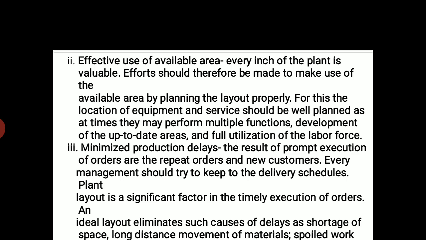The third point is minimize the production delays. If you have a proper layout, we can reduce the amount of delays. The delays do not happen. The delivery schedules can be maintained easily. The execution of the orders can be done. The long distance movement of the materials can be managed, and everything can be worked out properly. So an ideal layout eliminates such causes of the delays, and that can be done very easily with the help of the layout planned out properly.